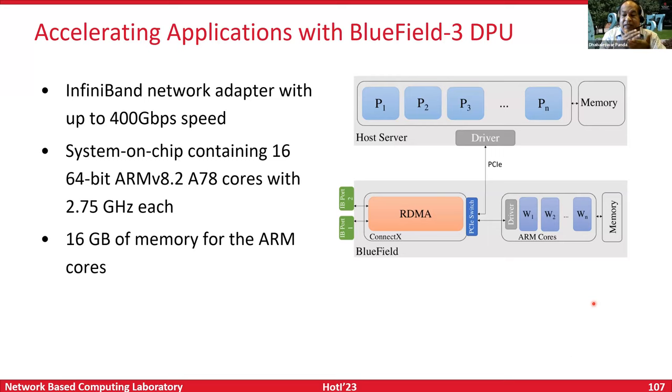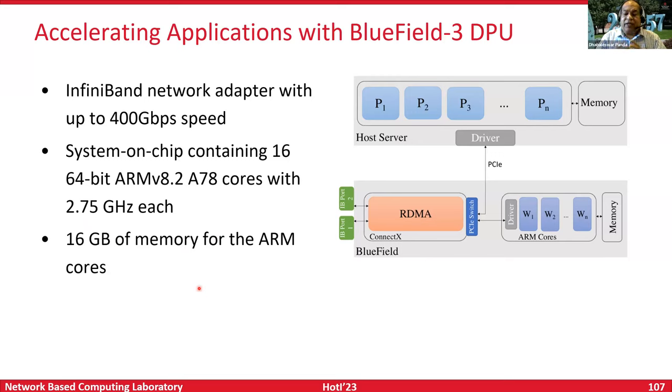Like when you are plugging in a network adapter, you cannot put a 128-core AMD chip on there, because of the power requirement. Or a GPU, you cannot put it there. So in this case, it is a BlueField-3, which has 400 gigabit speed. It actually has 16 ARM cores at 2.5 gigahertz each. It also has its own memory.